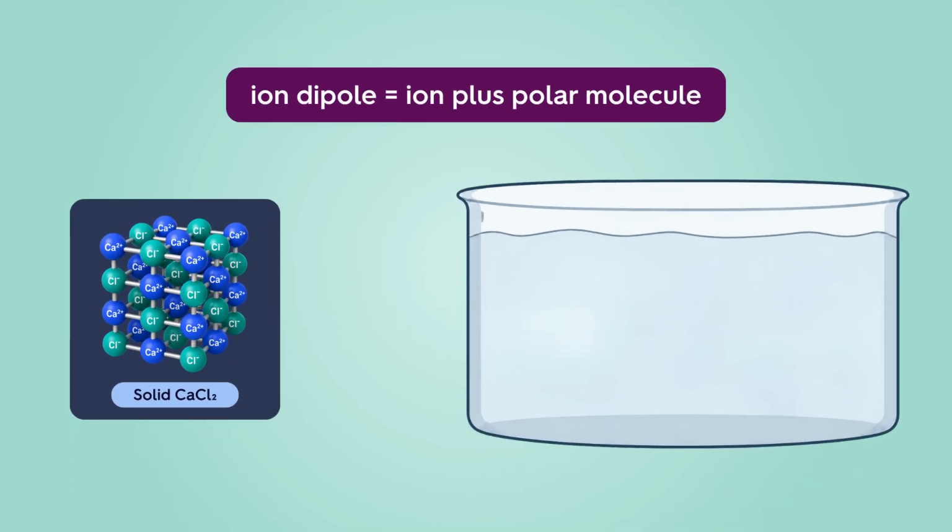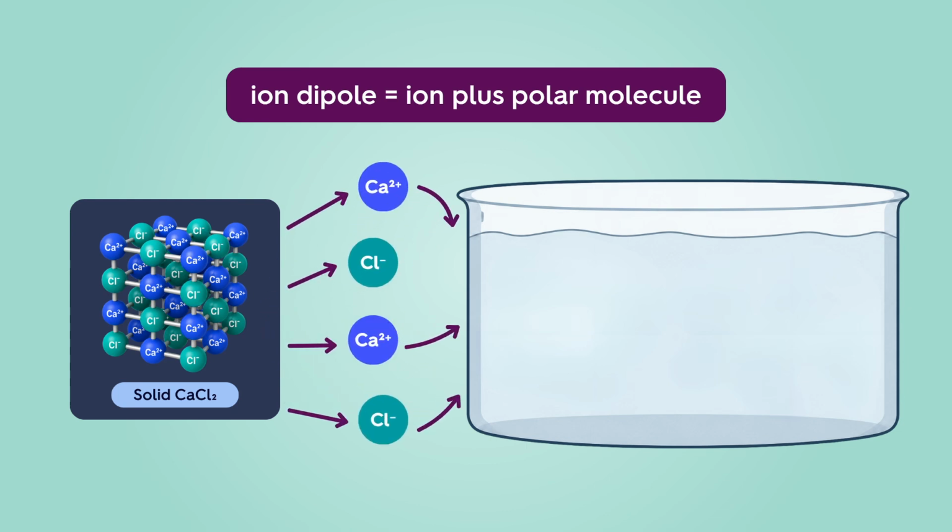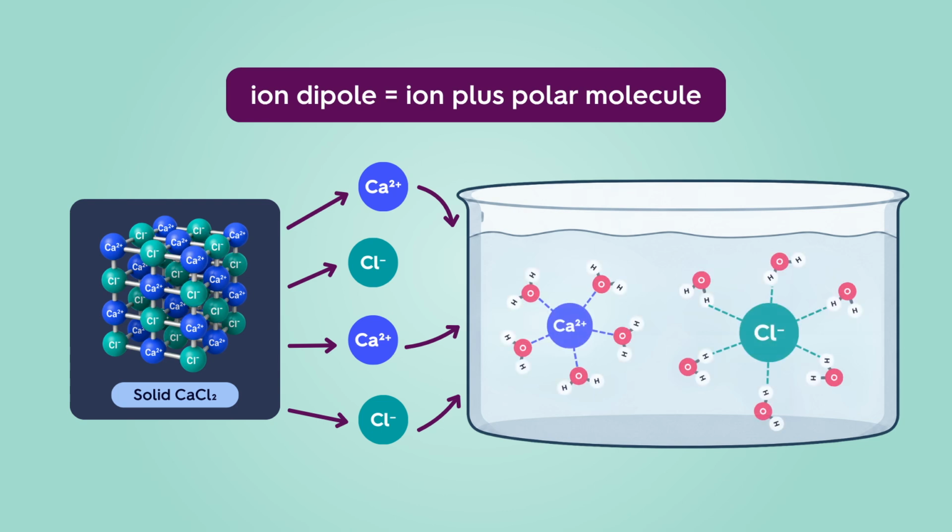Ion-dipole interactions happen when an ion is attracted to the partially charged end of a polar molecule. For example, when calcium chloride dissolves in water, the water molecules turn to line up their negative side toward calcium ions and their positive side toward chloride ions. Those attractions help pull the ions apart and keep them surrounded in solution.